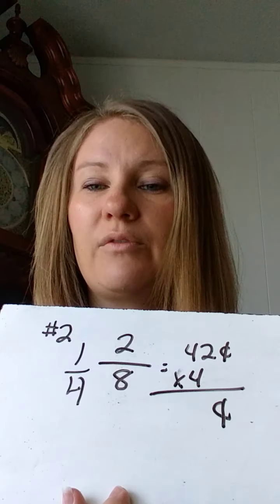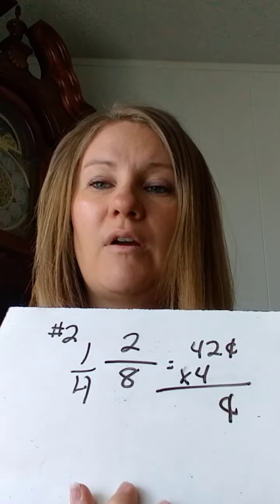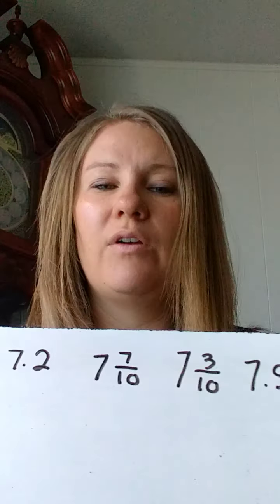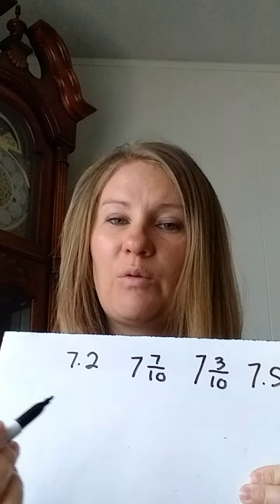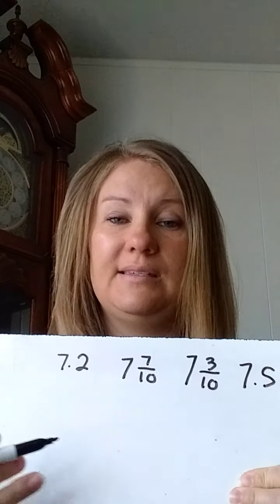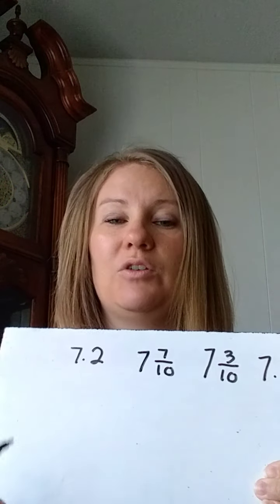Number 3, write these numbers in order from greatest to least. So we'll start with the biggest. We have 7.2, 7 and 7/10, 7 and 3/10, and 7.5. The first thing I'm going to do is write them all as decimals. That will make it easier if we're working with either all fractions or all decimals. So I'm going to change them all to decimals. We have 2 that are already decimals, so I'm going to leave those. And then we need to change these 2 to decimals.